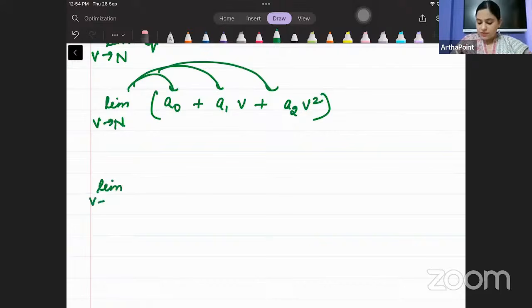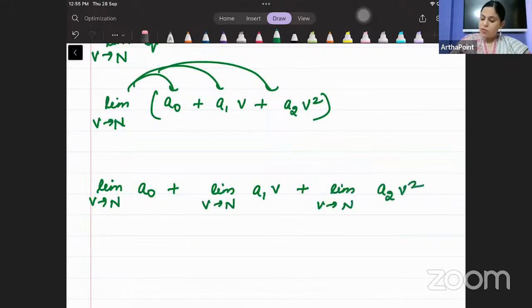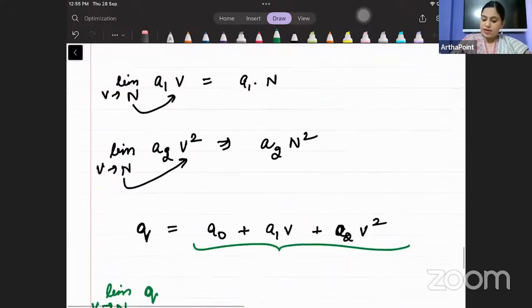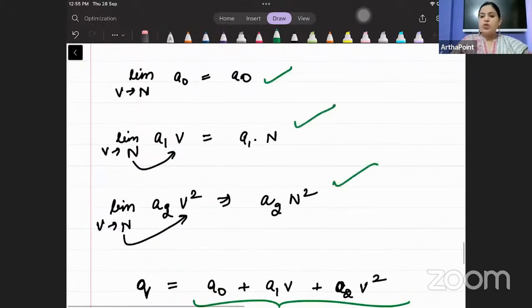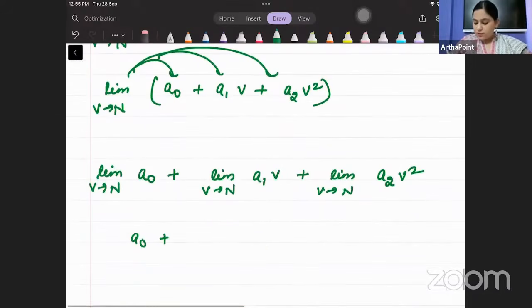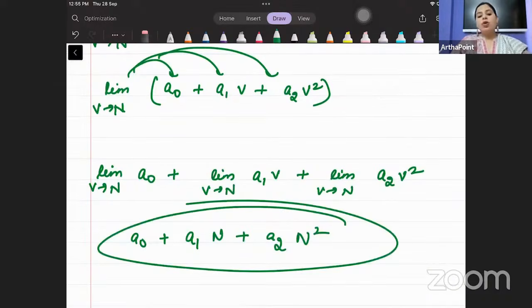So limit v tends to n a naught plus limit v tends to n a1 v plus limit v tends to n a2 v square. And बेटा इसकी values तो मैंने पहले ही सिखा दी है, a naught, a1 n, a2 n square. So this will be a naught plus a1 n plus a2 n square. तो हमें polynomial की भी limit मिल गई. We have been able to get the limit of the polynomial also. Is this clear? Okay.